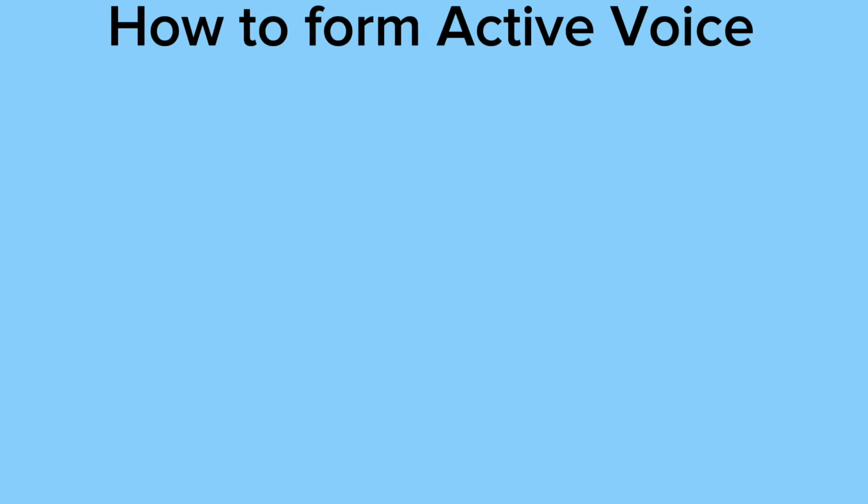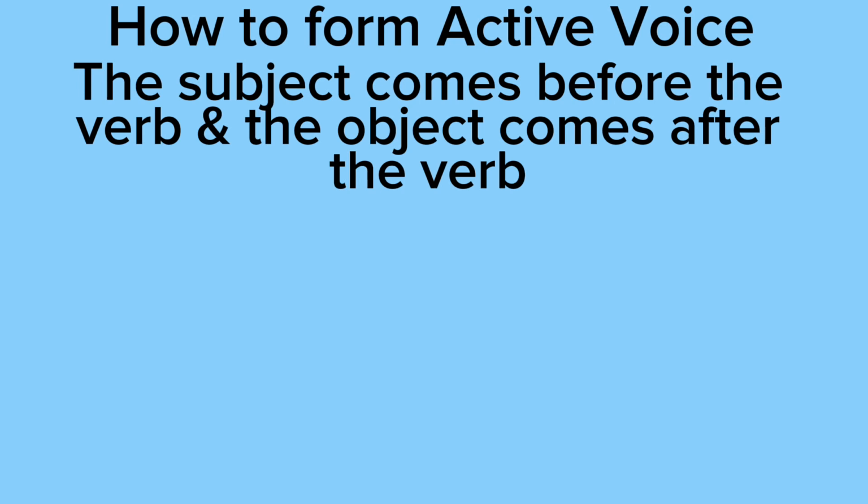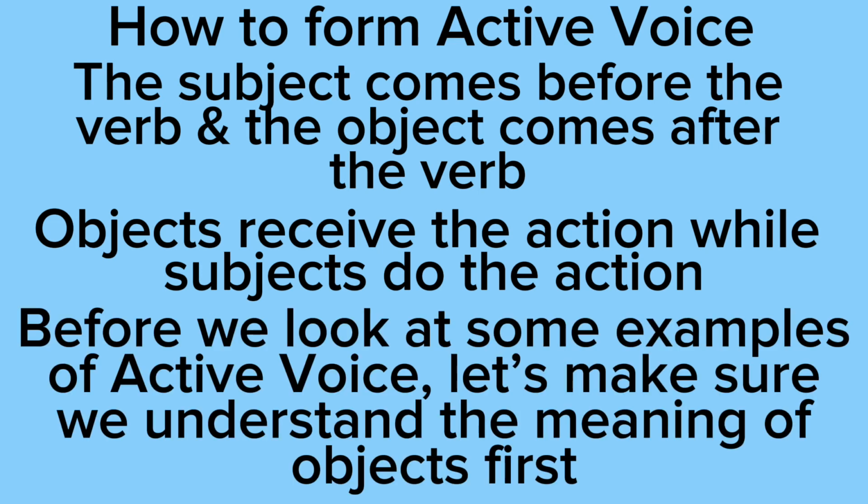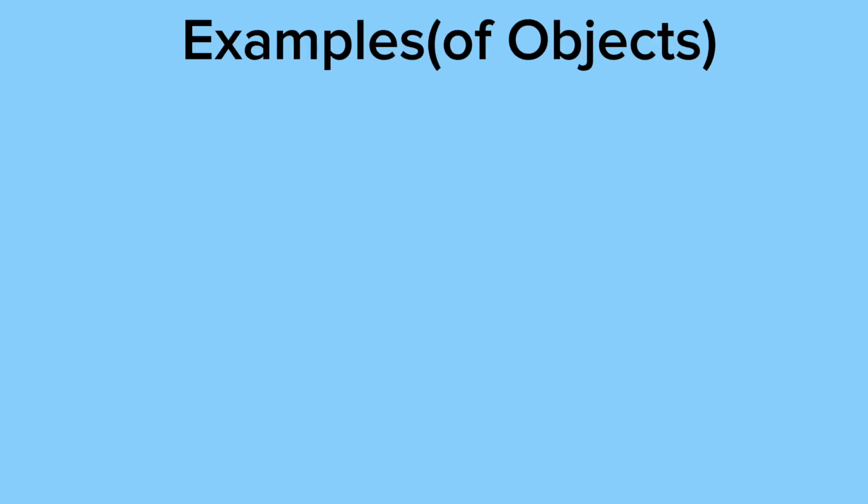So how to form active voice. The subject comes before the verb and the object comes after the verb. Objects receive the action while subjects do the action. Before we look at some examples of active voice, let's make sure we understand the meaning of objects first.